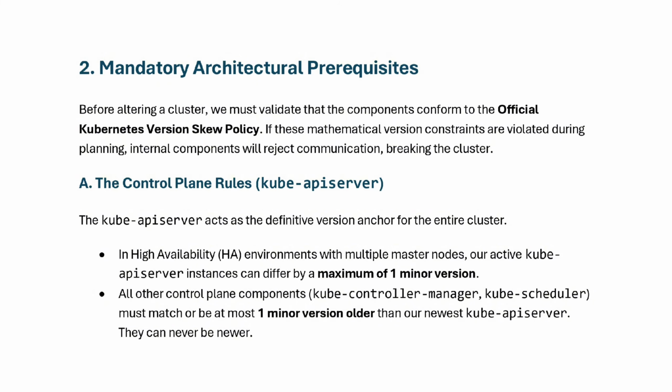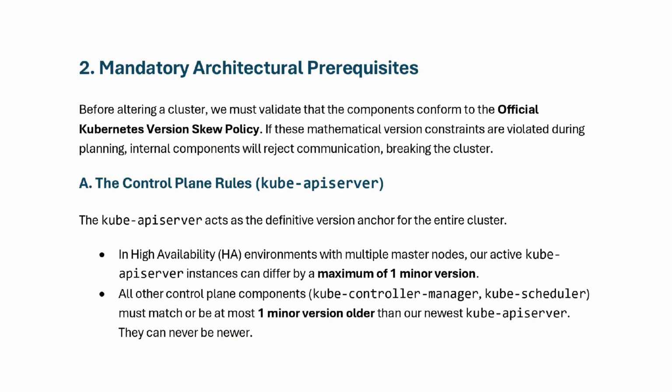A, the first, is the control plane rules, that is the kube-apiserver. The kube-apiserver acts as the definitive version anchor for the entire cluster. In high availability, HA, environments with multiple master nodes, active kube-apiserver instances can differ by a maximum of one minor version. All the other control plane components, kube-controller-manager and kube-scheduler, must match or be at most one minor version older than our newest kube-apiserver. They can never be newer.